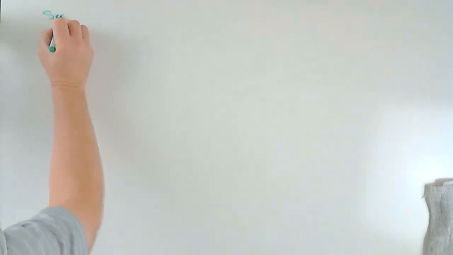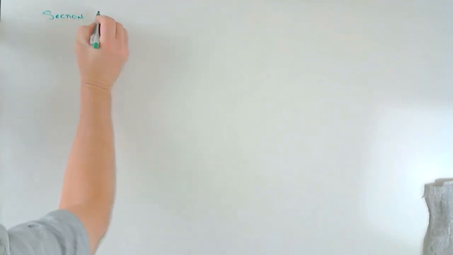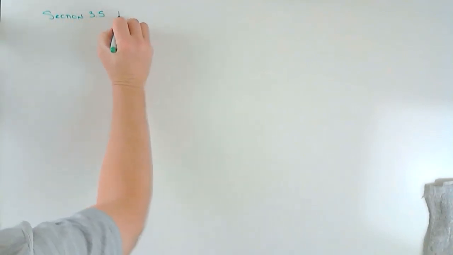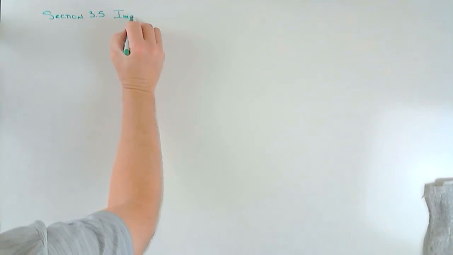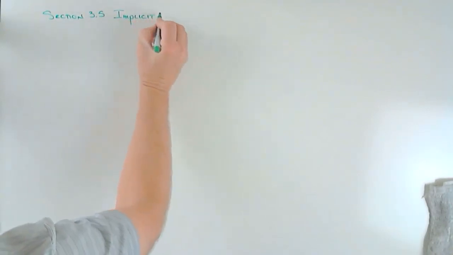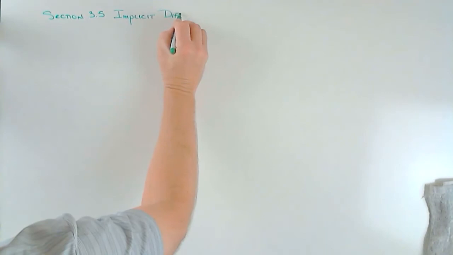This will be solutions to section 3.5. Section 3.5 is implicit differentiation. So section 3.5, implicit differentiation.